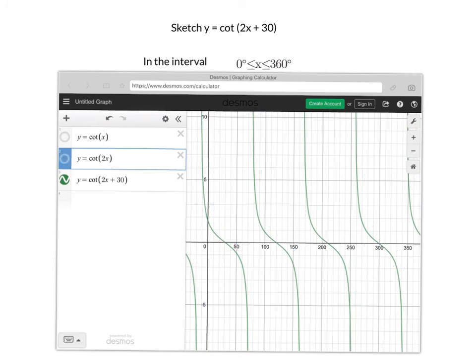If you're struggling with sketching graphs, get yourself on Desmos. It's really, really good. It's free. Fantastic piece of software. Thank you.